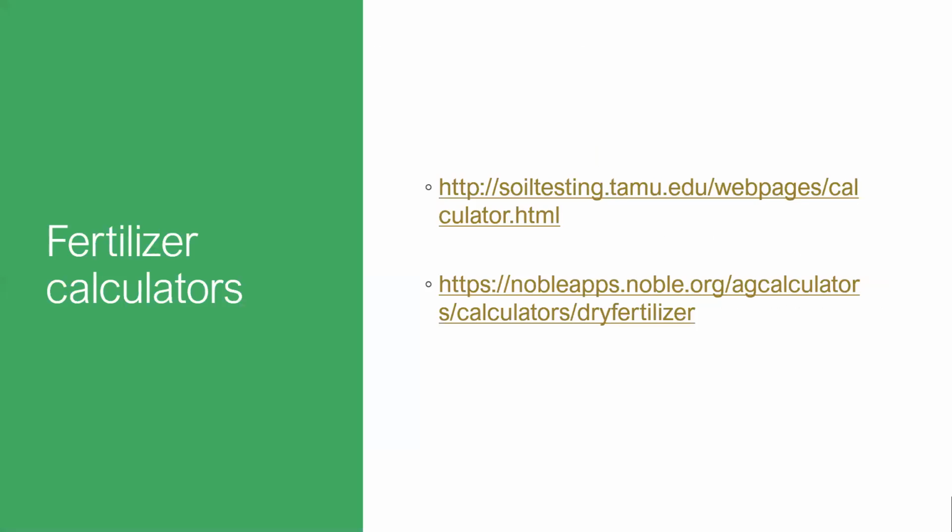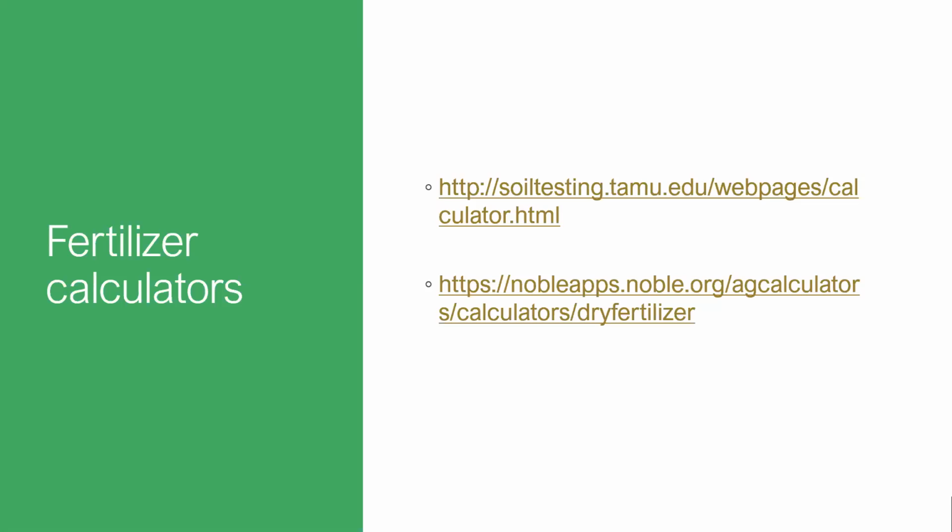I'm going to show you two different links right here. Feel free to take a picture of those, write them down. I like to use Google, so probably the easiest way is Fertilizer Calculator, AgriLife Extension, or just go to our soil testing website, soiltesting.tamu.edu, and it'll get you there. I'm going to also show you how to get to our fertilizer calculator, and I'm going to show you how to use it here in just a little bit.